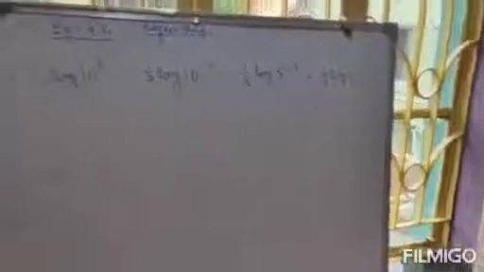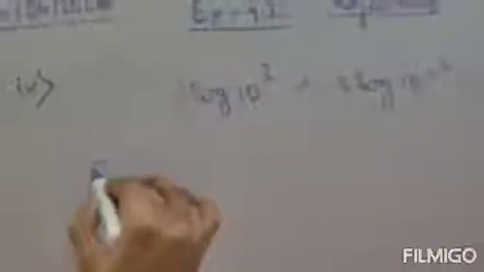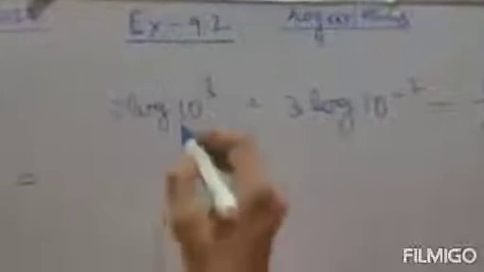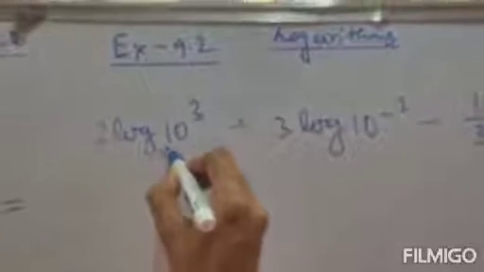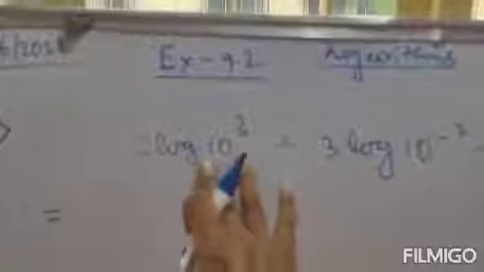Clear? So if in question base is given, just write base. If base is not given, just write what the question is saying. Clear? Next. So how can we solve this question? So 2 log 10 to the power 3. Base is not given. Actually base is written here. It is by default 10. So you can write 10 base, or you cannot write. If it is written, you can write. If it is not written, just write what it says.